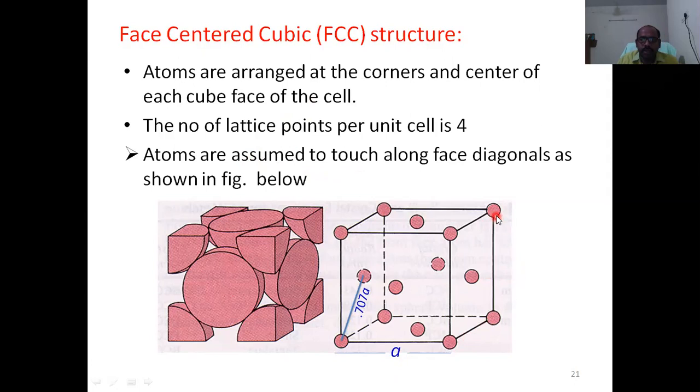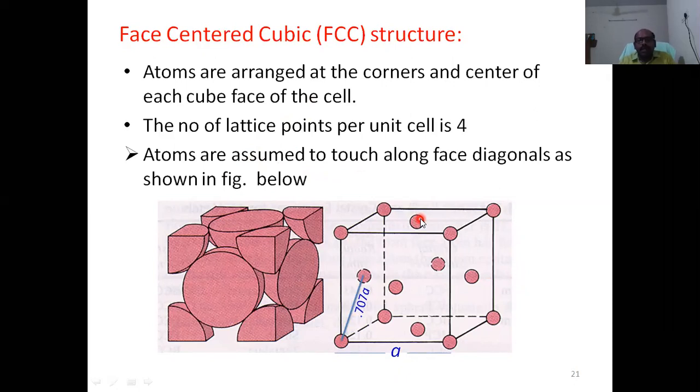In addition to the corner points, the lattices are arranged at face centers of the cube. So for the cube, there are 6 faces and there is a lattice point at each face center. That means each lattice point at every face. So we are observing the structure of face-centered cubic structure.